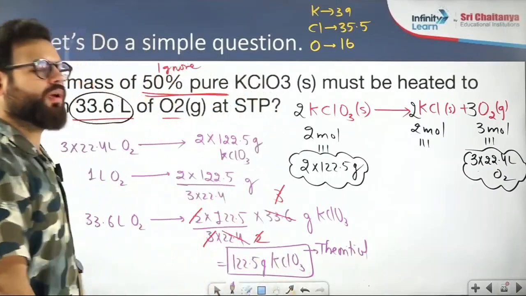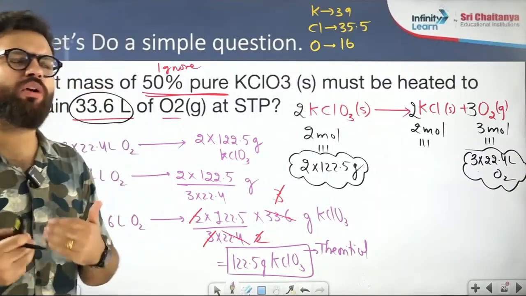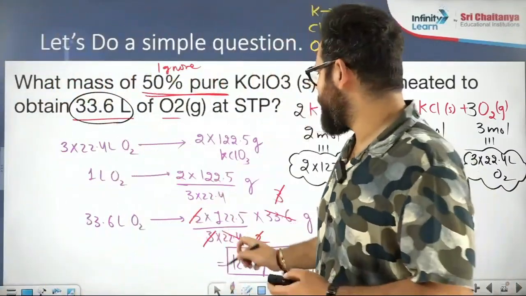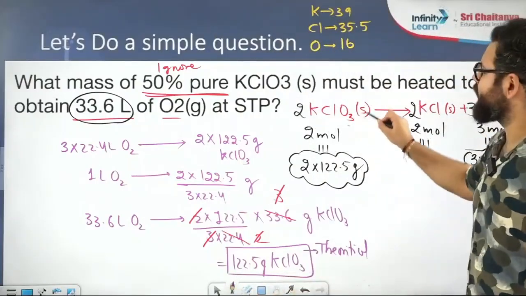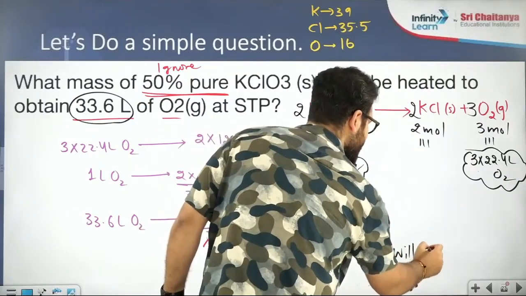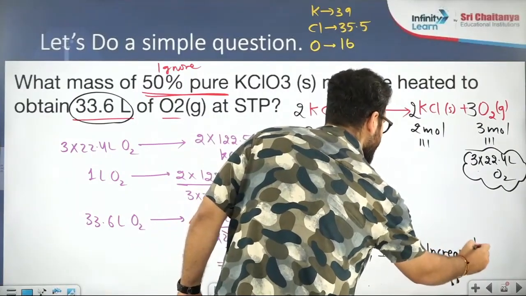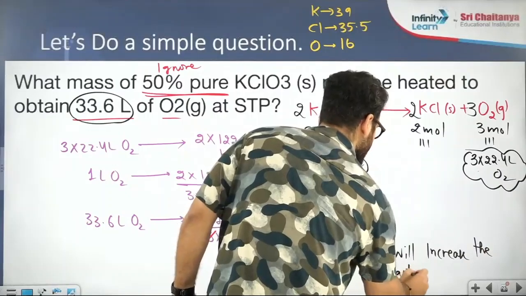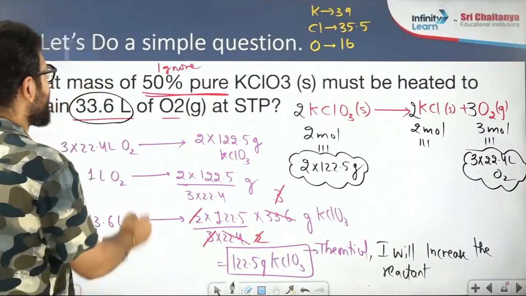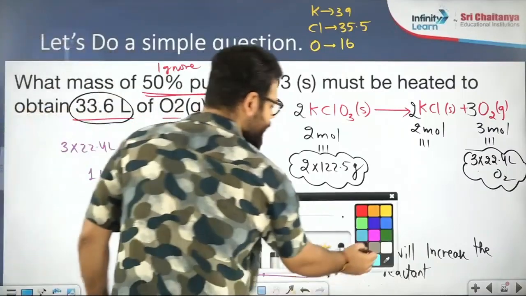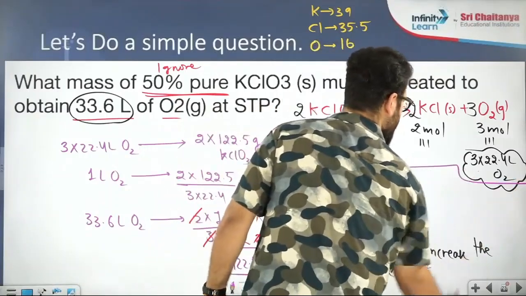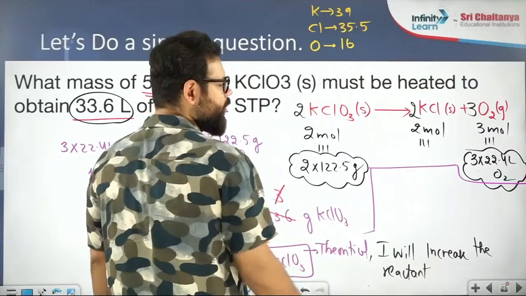Okay. Now, whether I should take more amount or I should take less amount is the next concern. For that, you can see KClO3 is our reactant, and you already told that I will increase the reactant. So, I will increase the reactant by dividing. Now you see 50% pure. Okay, 50% pure. So you have to take more amount. How much more amount? Let us see.